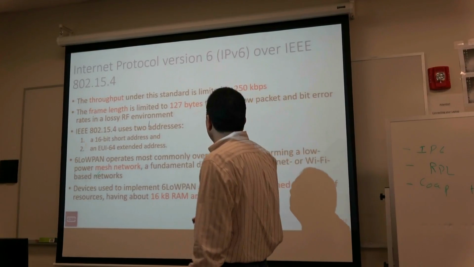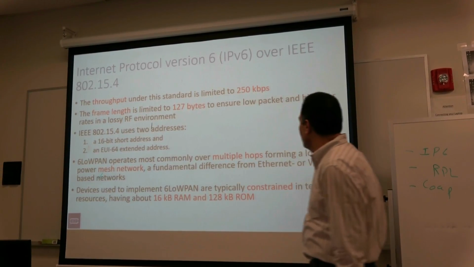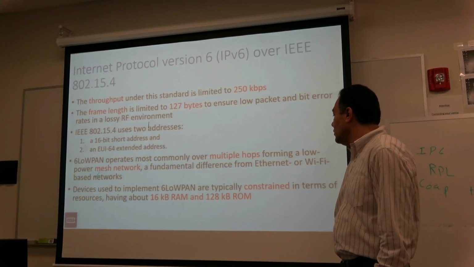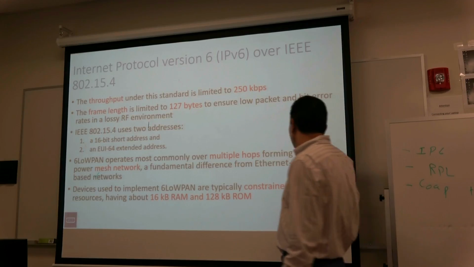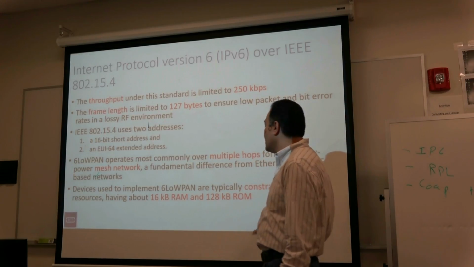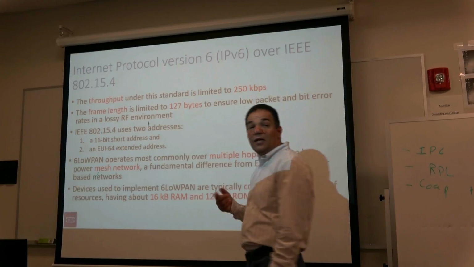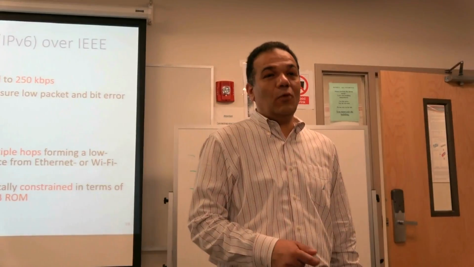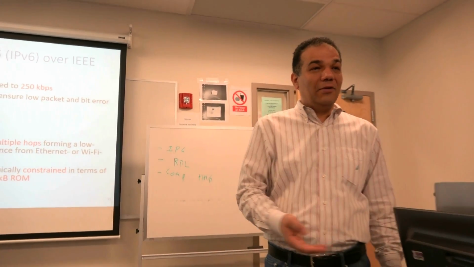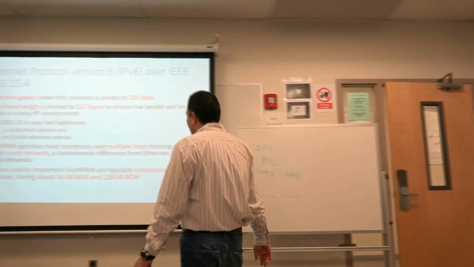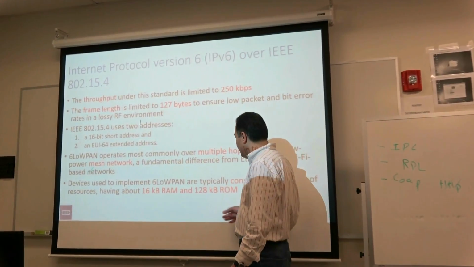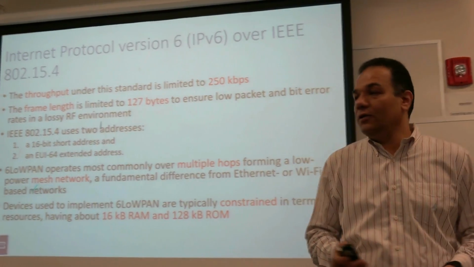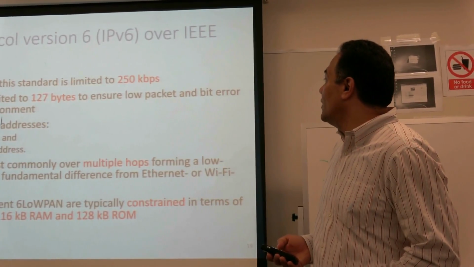So it operates most commonly over multiple hops, forming a low power mesh network. These devices have a lot of constraints. As we said, it has about 16 kilobytes of RAM. Nowadays, this computer has 16 gigs, so it's like 1/1000 of what we have nowadays, right? And the ROM, like a chip or hard disk drive that saves the operating system, is only 128 kilobytes. So these are small devices that are used for certain applications.